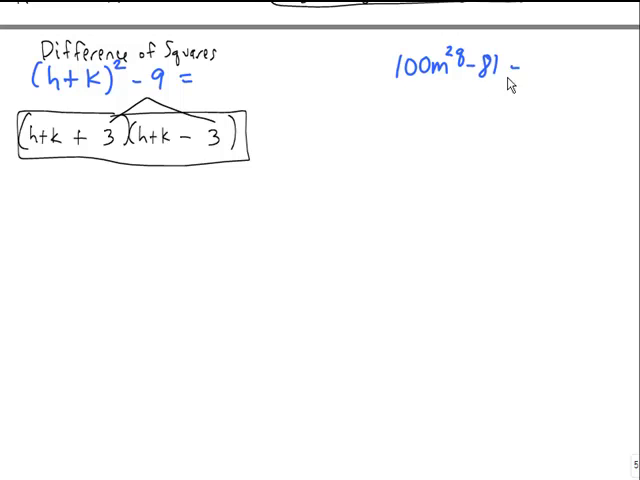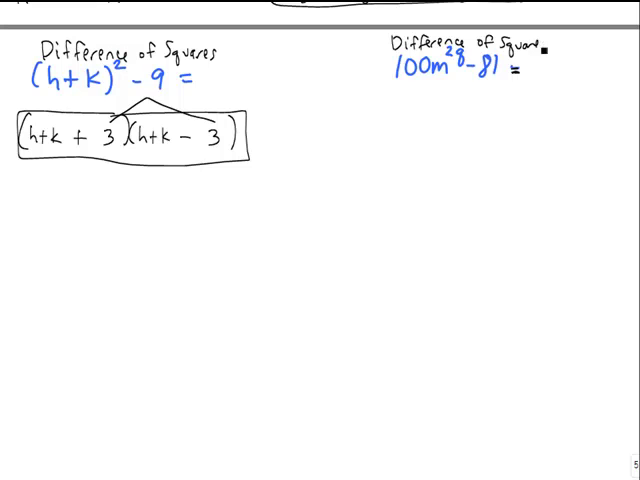On the last example here, we have 100m to the 2q minus 81, and we want to see what that equals. So in order to factor this, recognize that 100 is a nice perfect square, 10 squared. 81 is a perfect square, 9 squared. And because this power 2q is even, since it's being multiplied by 2, that makes it a perfect square as well. So this is also a difference of squares pattern.